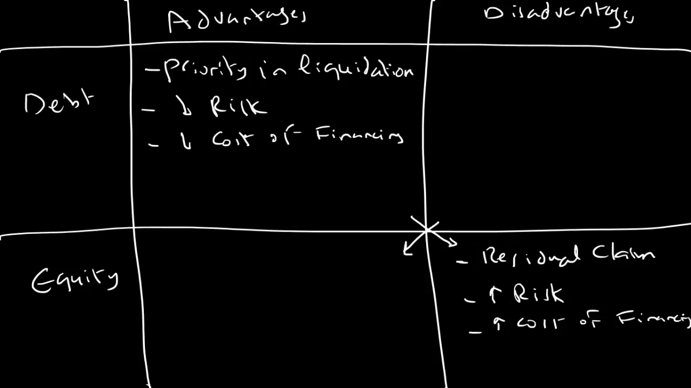Then, an advantage of debt. Anytime you take a debt, you need to pay interest on this debt. This interest is tax deductible. So what do I mean by tax deductible? It means that anytime you take more debt, you'll pay lower taxes. Consequently, you will generate higher firm value.